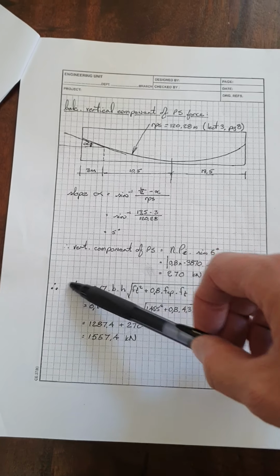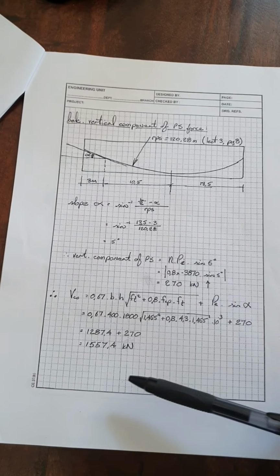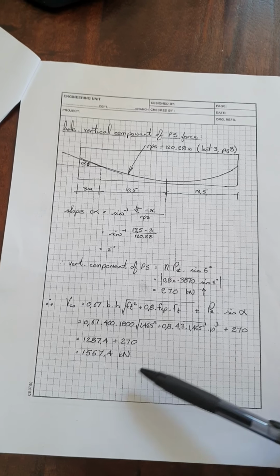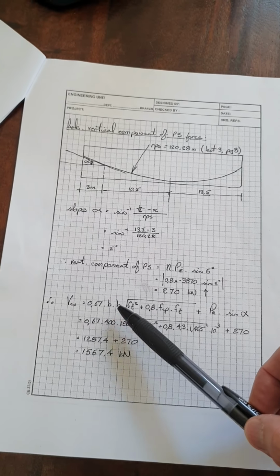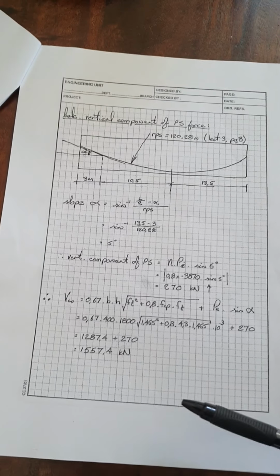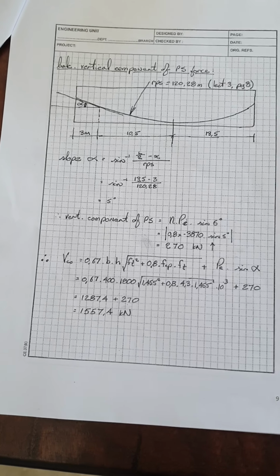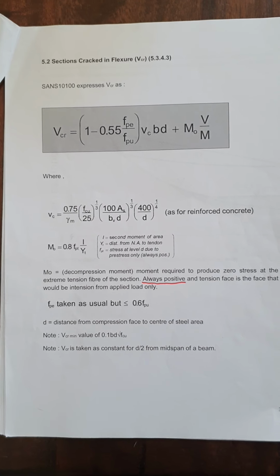So anyway, here we are, our VCO, shear resistance of the beam at 3 meters from the support, uncracked in flexure. We've got there 1,557 kilonewtons, quite straightforward. Those values that we calculated just now were substituted into the formula, very easy. Okay, I'm going to go back now to talk about VCR and then skip back to the VCR example in the note.